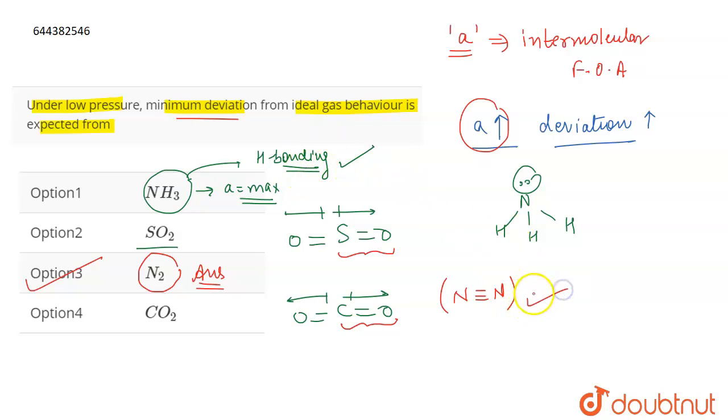But if we talk about the N2 molecule, then same atoms are joined together, so there will be repulsions rather than attractions. Therefore, it is going to have a minimum value of A and therefore a minimum deviation from the ideal behavior. And the correct answer is option 3. That's all for the question.